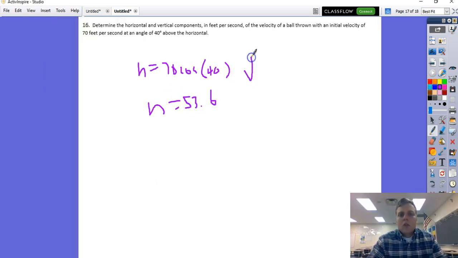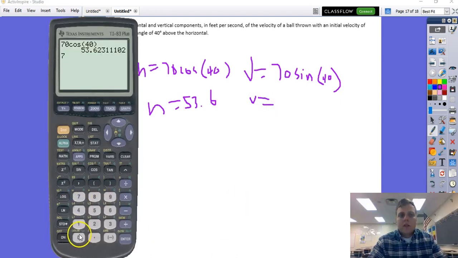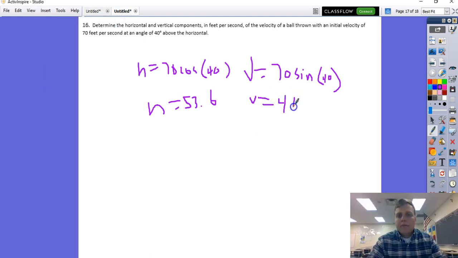To get the vertical, you do 70 sine 40. And that is just simply going to be, grab a calculator, 70 sine 40. And you get 44.5. And so in component form, that's where you have the sideways V, the angle bracket as I call it, 53.6, comma, 44.5, angle bracket. So that means the horizontal is 53.6, the vertical is 44.5.